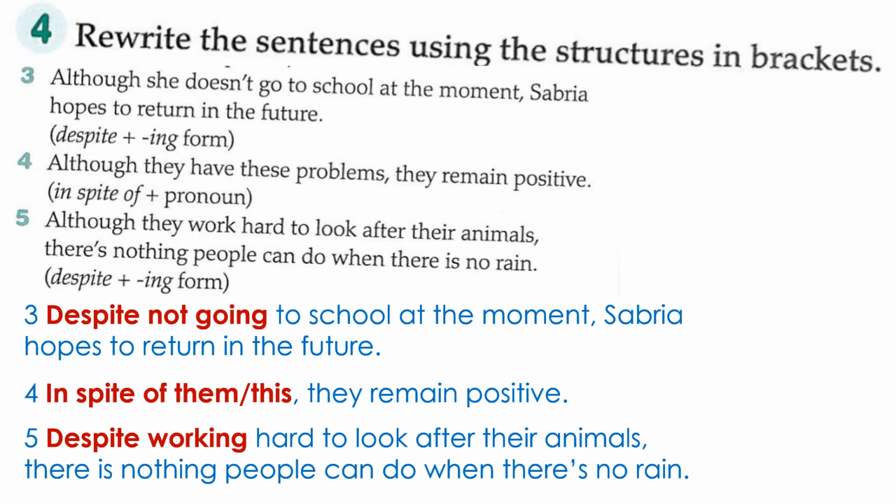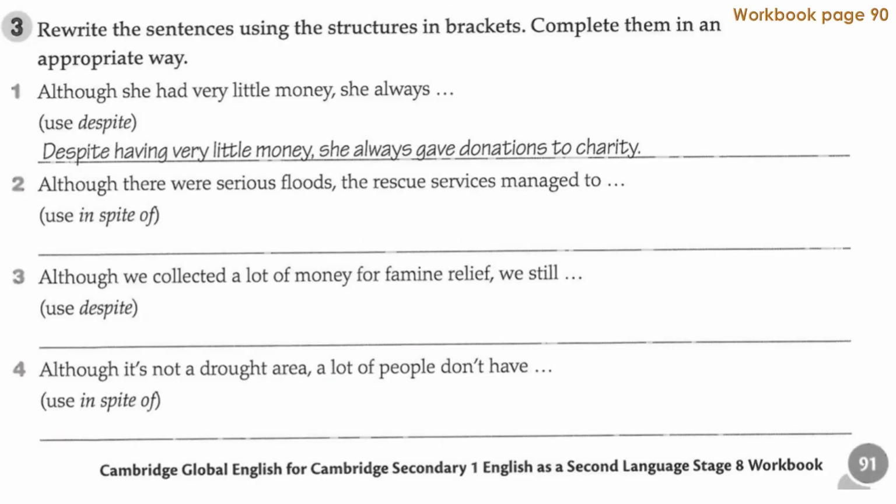Let's go to the workbook, page 91, exercise number 3. The instruction says, rewrite the sentences using the structures in brackets. Complete them in an appropriate way. Normally, number 1 is given as an example. It shows the way you can do it. Although she had very little money, she always gave donations. Despite having very little money, she always gave donations to charity. Wow, she's very generous, very human.